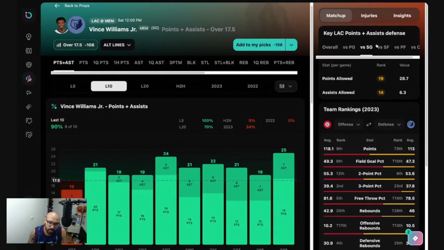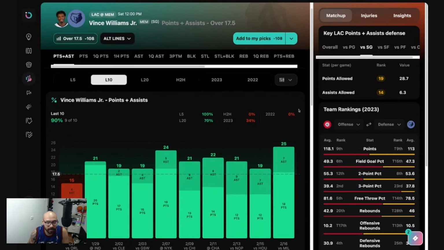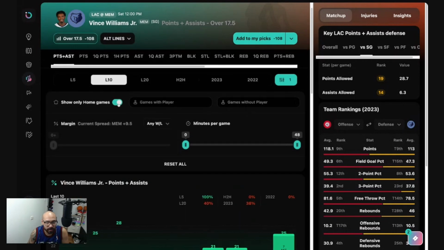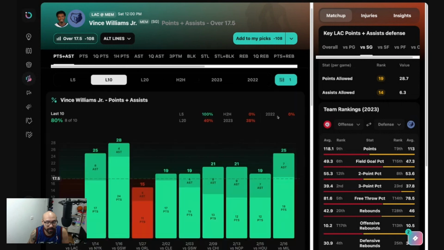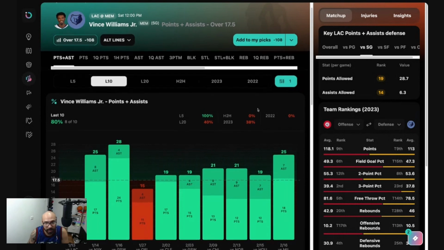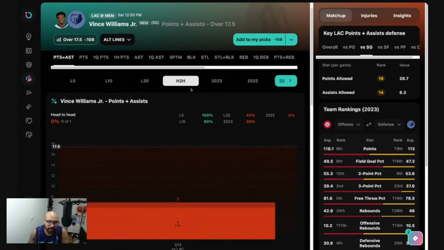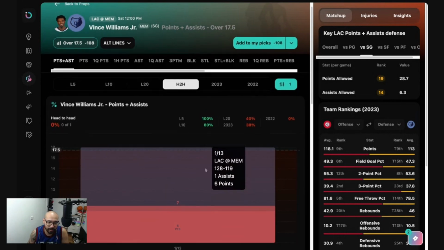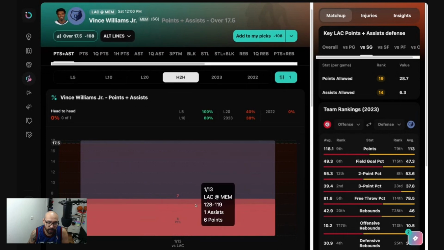He's normally a 2 or a 3, and we can see here that the matchup's not great, but it's not a horrible matchup either. So the matchup is okay. He's hit this in 9 out of his last 10. If we're filtering through to his last 10 home games, he's hit this in 8 out of 10, and he's hit this in 6 consecutive home games. So we like that. If we look at the head-to-head form, though, that was his last home game against the Clippers. He only had 6 points and 1 assist.